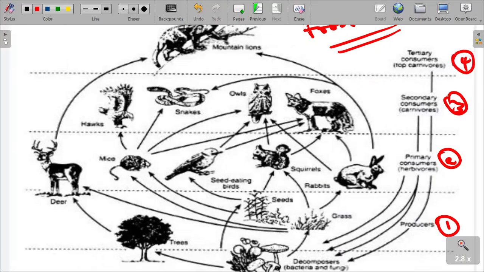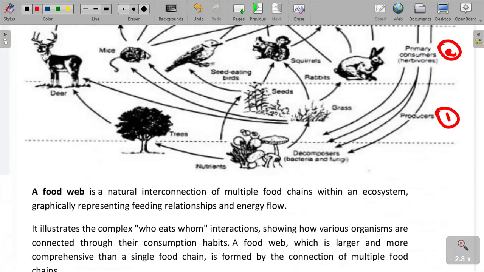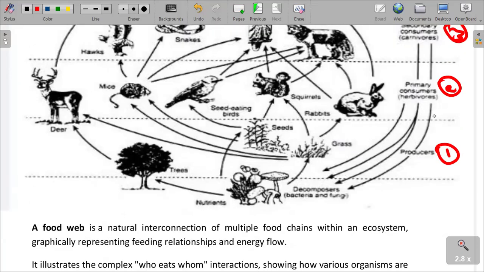So what is happening is that we need to identify all organisms that are eaten and that eat another in a certain habitat or ecosystem that is given. So a food web is a natural interconnection of many food chains within an ecosystem, graphically representing feeding relationships and energy flow.